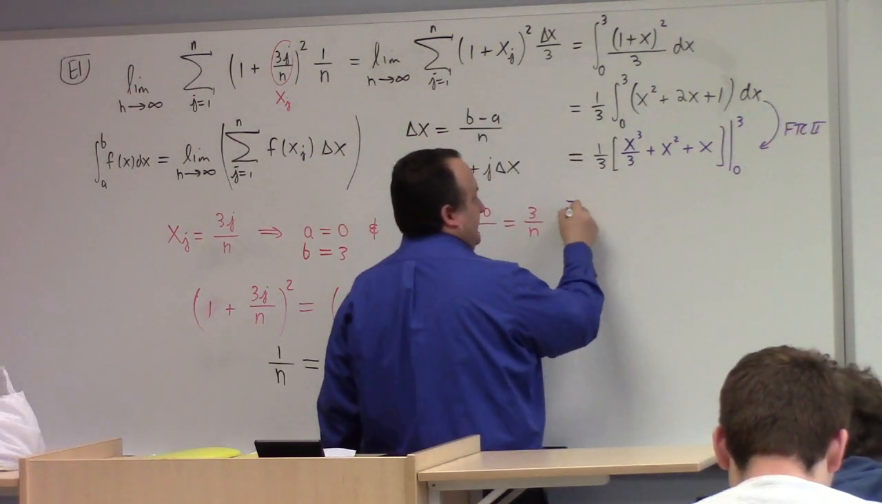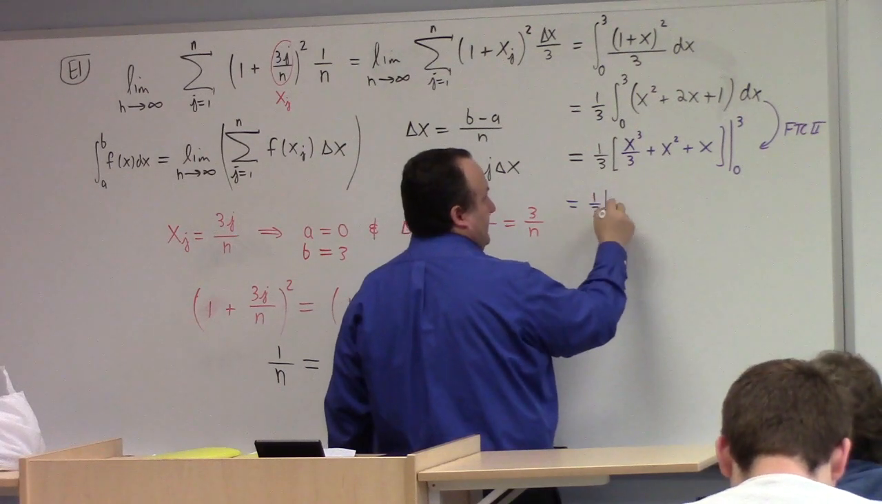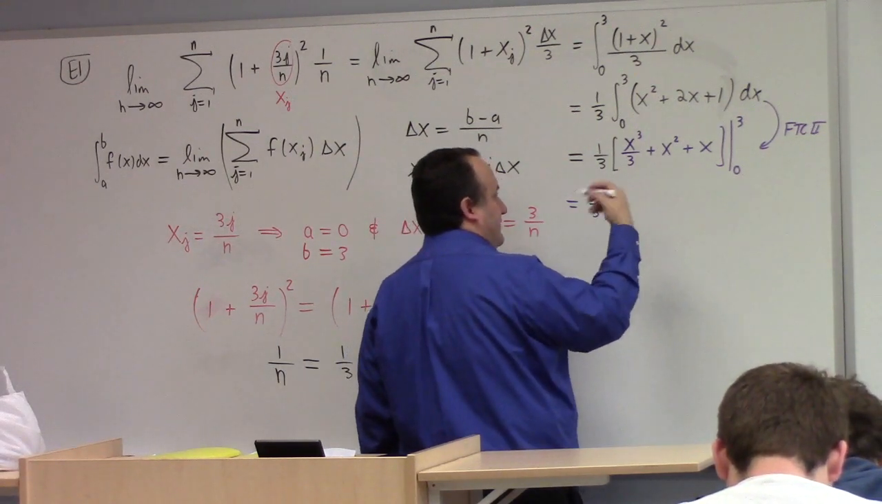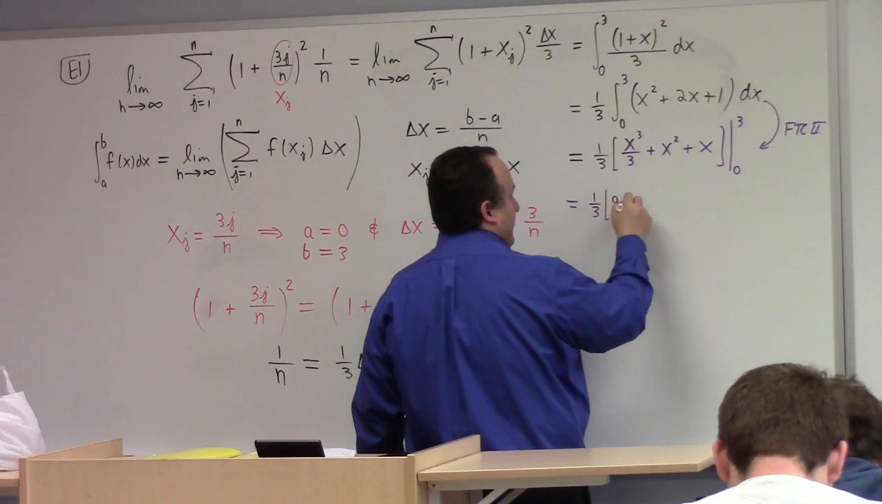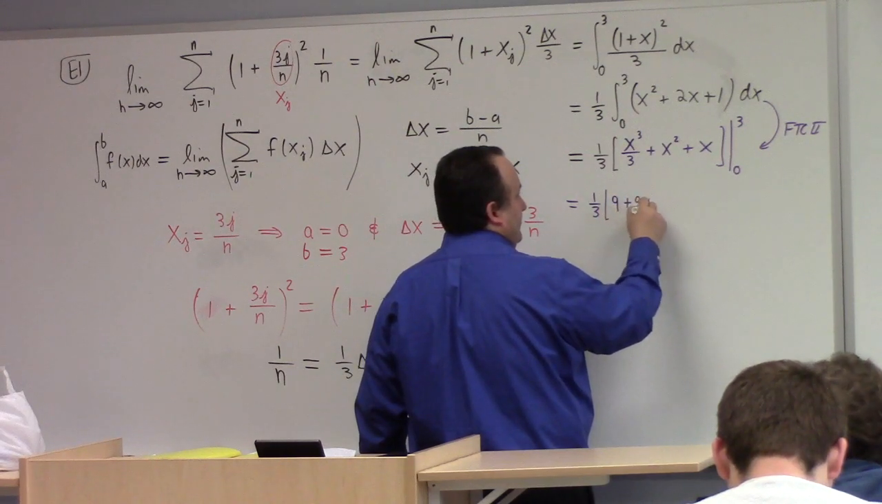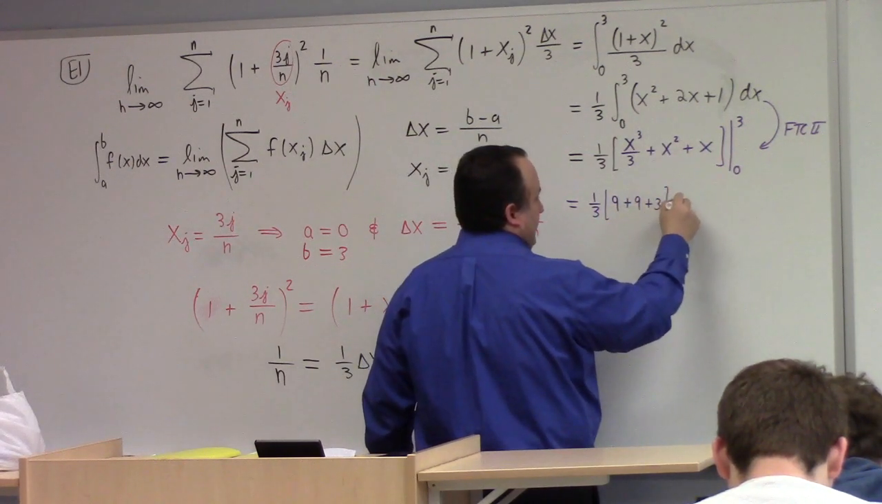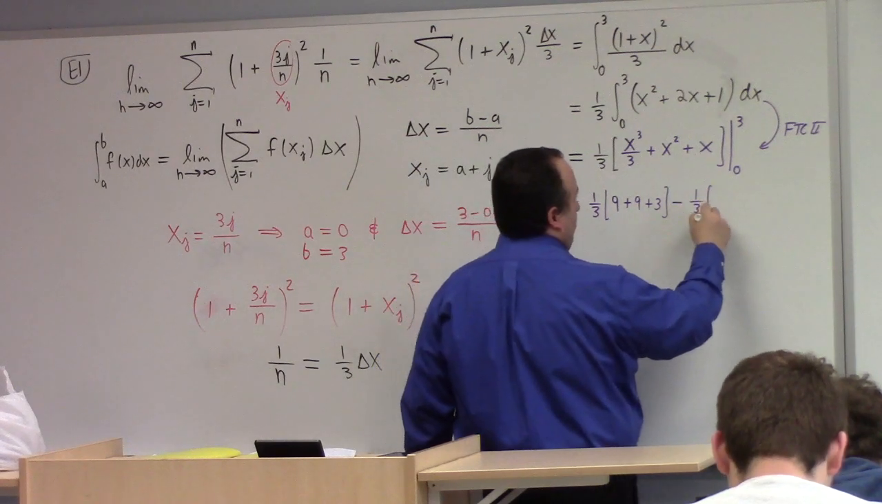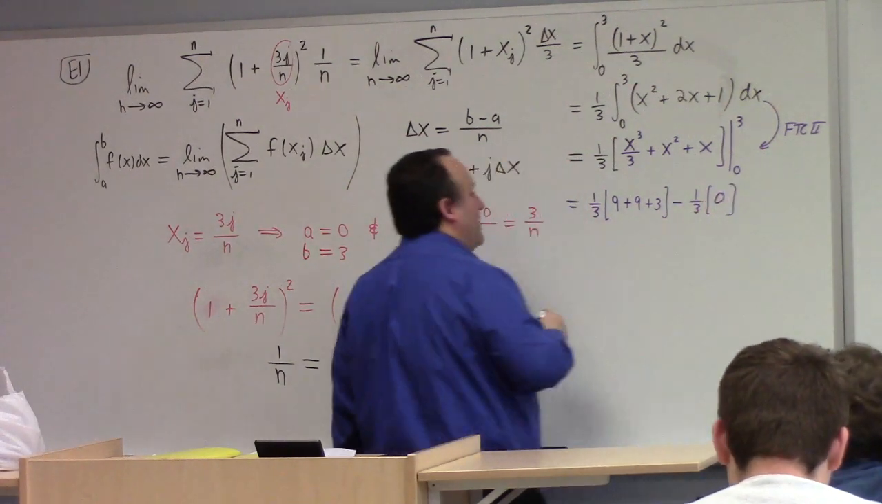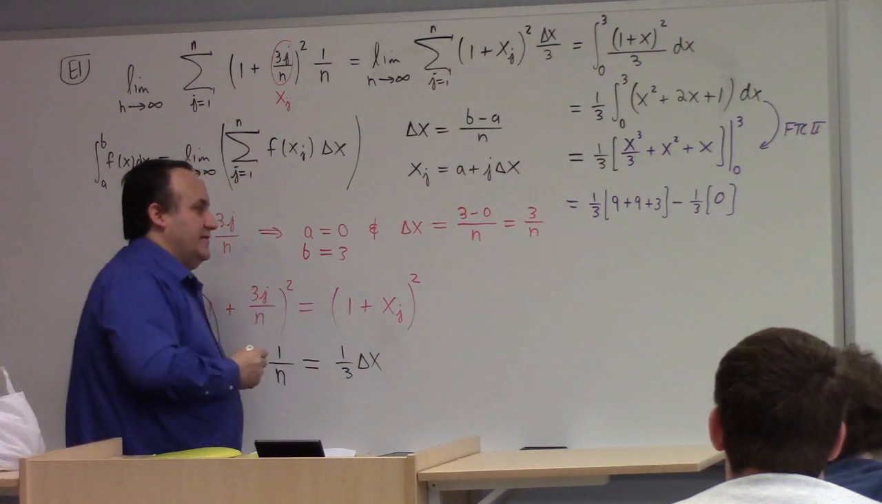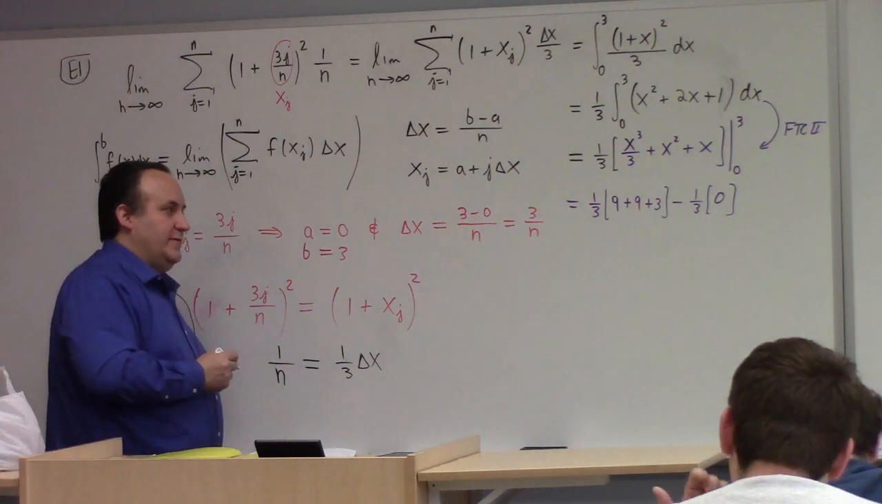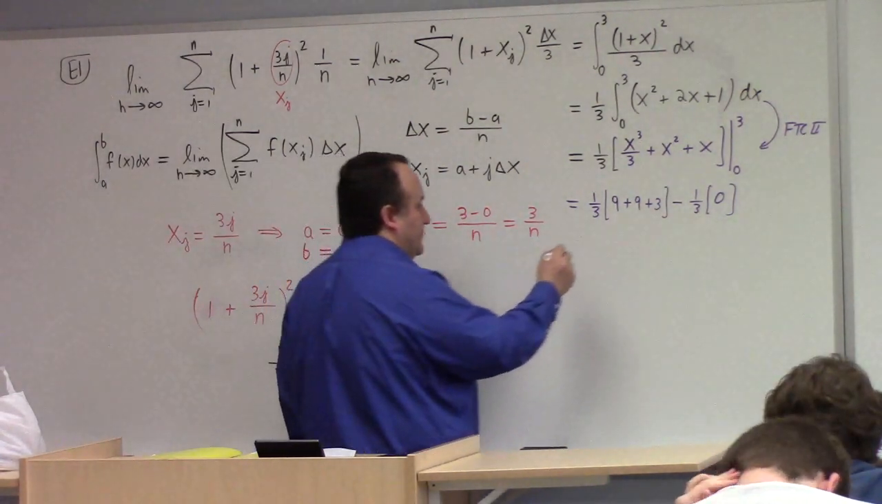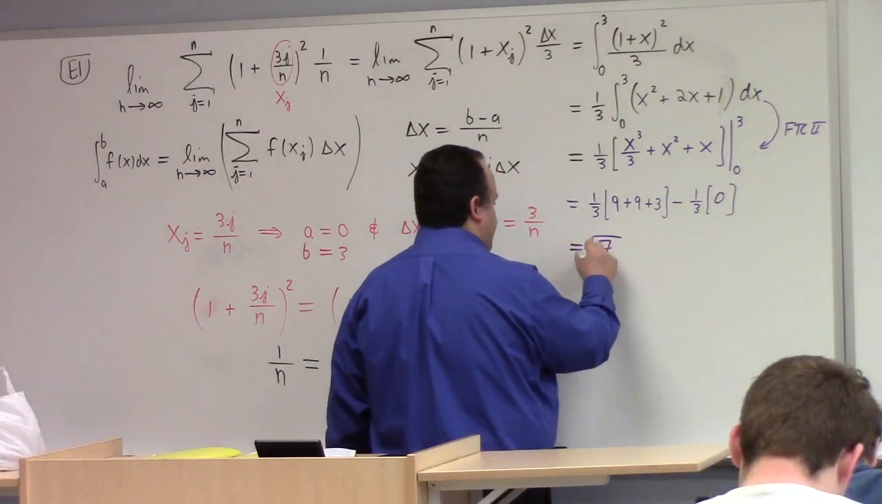Now, how do you actually calculate that? That's 1/3. 3 to the third power is 27. 27 over 3 is 9. So I've got 9 plus 3 minus 1/3 of, well, 0. So that's 18... no, 9 plus 9 is 18, plus 3 is 21. 21 over 3 is 7. The answer is 7.